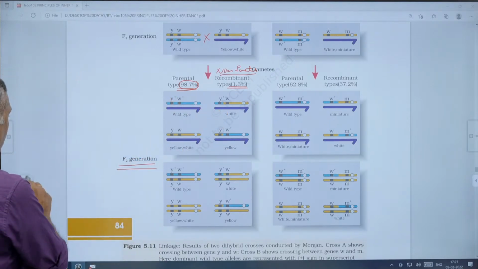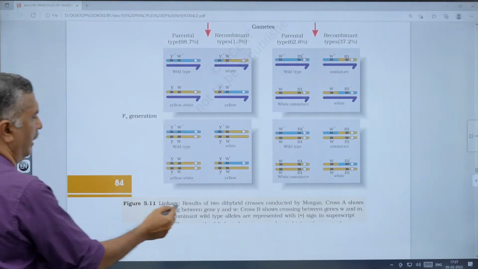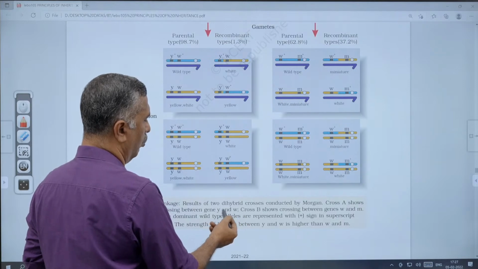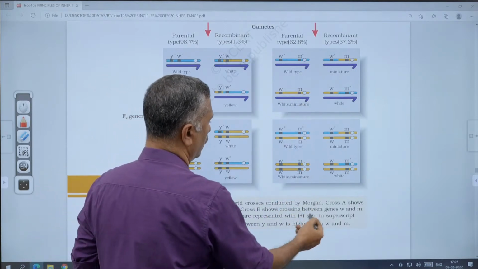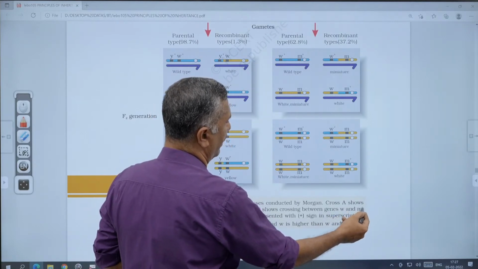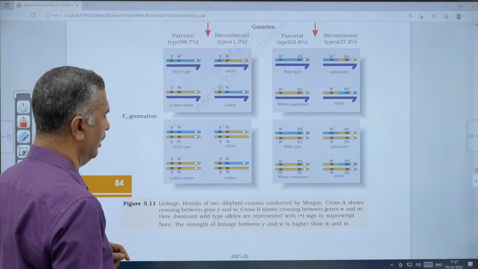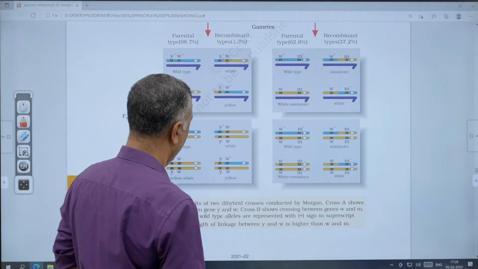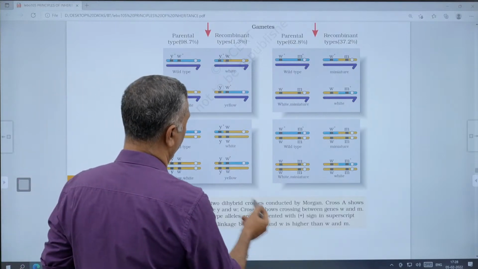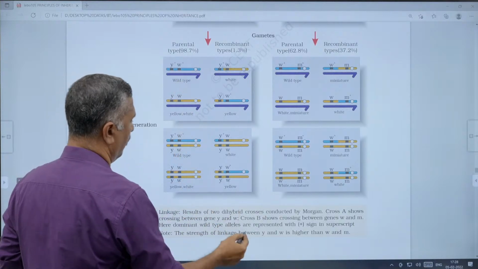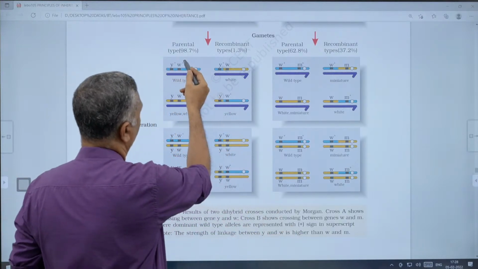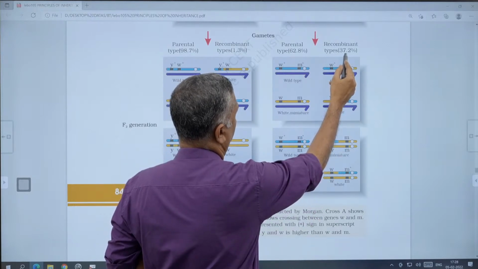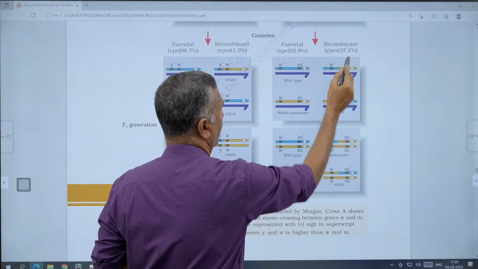That is the first cross, cross A, the result of two dihybrid crosses conducted by Morgan. Cross A shows the crossing between genes Y and W, Y for body color and W for eye color. Cross B shows crossing between genes W and M, that is eye color and wing size. Dominant wild type alleles are represented with the superscript plus. Note the strength of linkage between Y and W is 98.7%, which is higher in the first cross, whereas for W and M the recombinant percentage is 37.2%. Here it is 1.3%, there it is 37.2%.